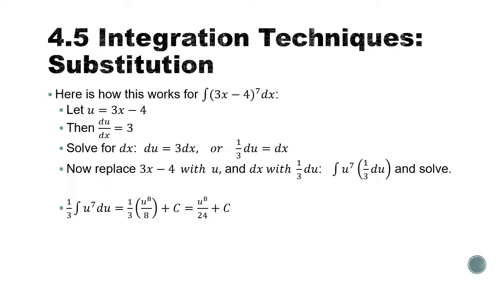So we pull the 1/3 out, and then we have 1/3 times the integral of u to the 7th du. Our power rule for integrals says to raise the power by 1 and divide by our new power. So u to the 8th over 8, and that gives me u to the 8th over 24 plus c. And then we have to go back, because we didn't start with a u, we started with an x. Remember, u is 3x minus 4. So in the answer we just got, replace u with 3x minus 4. And there's our final answer.